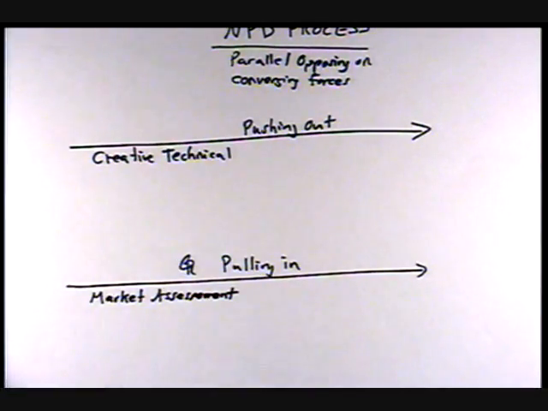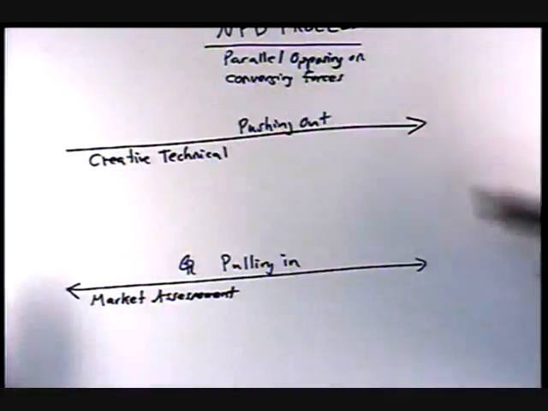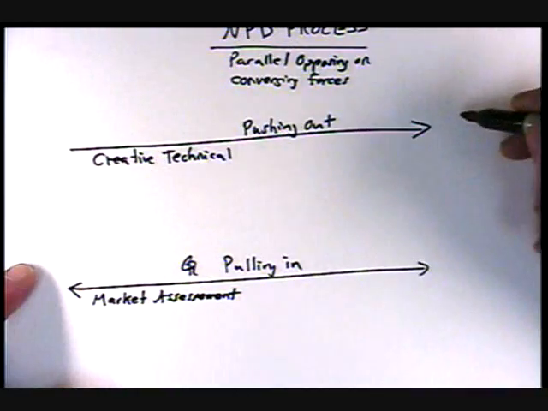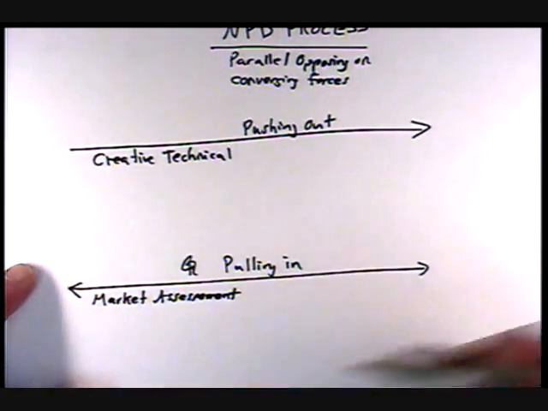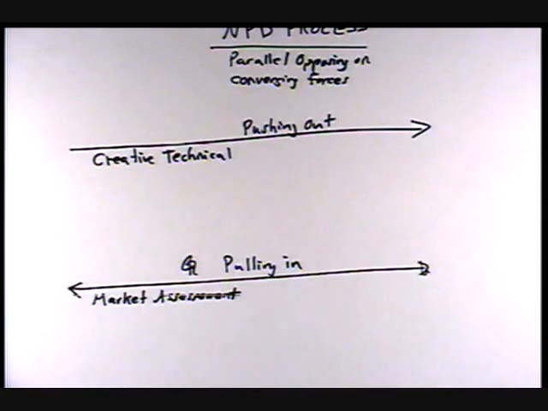Overall, there are two parallel forces going on, or activities that are actually drawn here wrong. But we have one where the creative and technical part is kind of pushing out to the marketplace, and then the market assessment is pulling in from the marketplace back into us. And then the two of them work together and eventually converge into something that is truly innovative and also wanted by the marketplace. Okay, let's talk a little bit about terminology.